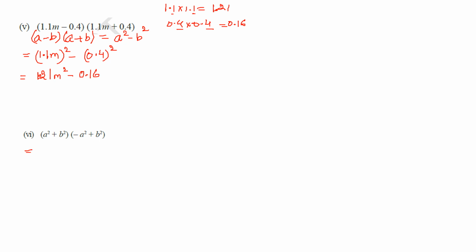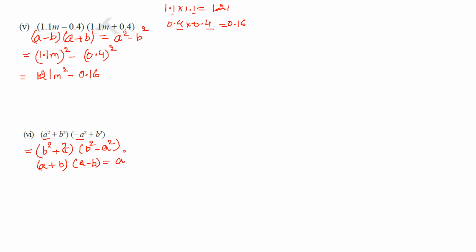So here what I can do, I'm not able to fit this in the identity because here is a square, here is minus a square, right? But we know that addition is commutative, so I can change the order. I will write b square plus a square, and here it will be b square minus a square. Now I can see it is in the form of a plus b into a minus b, where your a is b square and b is a square.